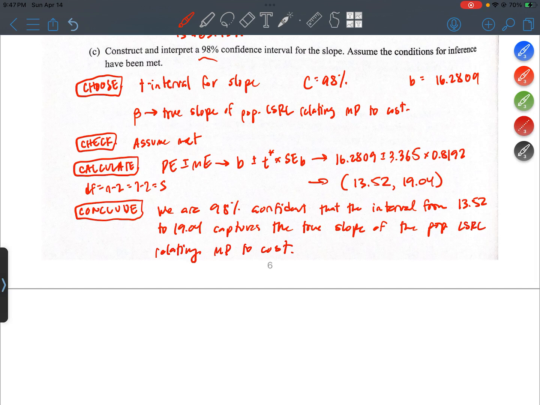What this really means is that for the population of all cameras, we expect that for every extra megapixel, it's going to raise the cost by $13.52 to perhaps as much as $19.04. So somewhere within that range is basically the cost per megapixel for the population of all cameras.